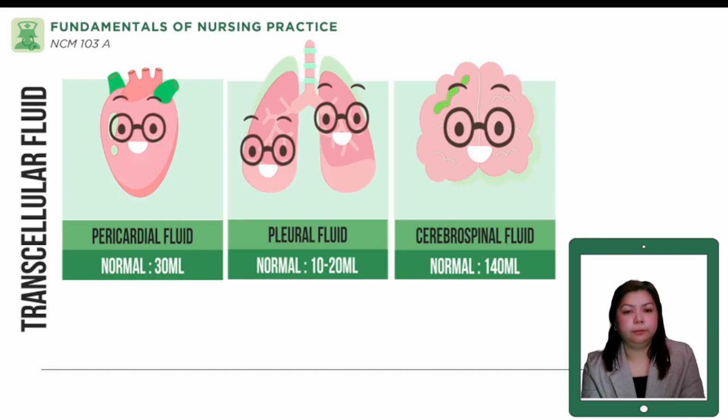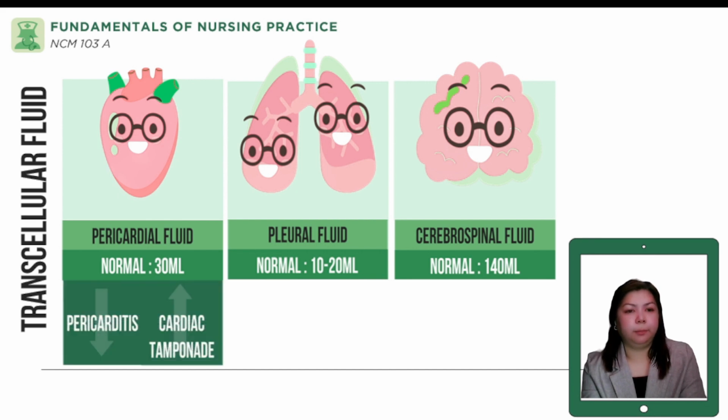Alright, so this next section is nice to know for your year level. If it happens that the pericardial fluid decreases in amount, it would manifest as a condition called pericarditis. Pericarditis is the inflammation of the pericardium. This is usually caused by rubbing of the two layers, your parietal pericardium and your visceral pericardium. It manifests as a sore throat and fever.